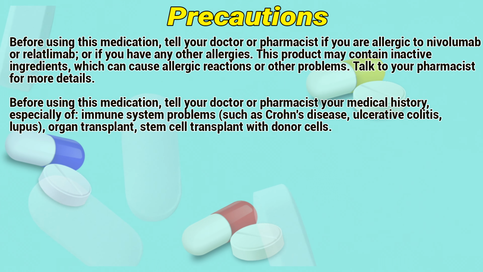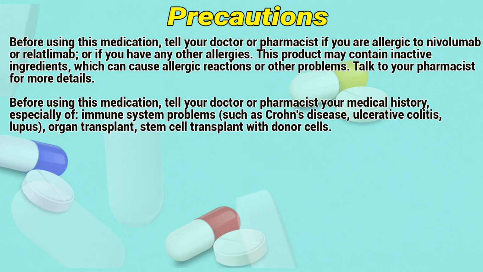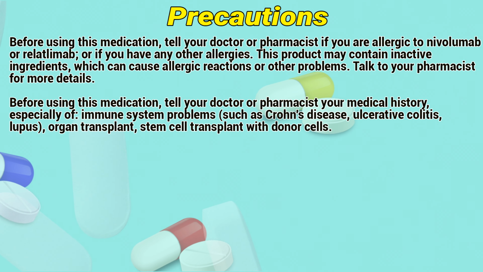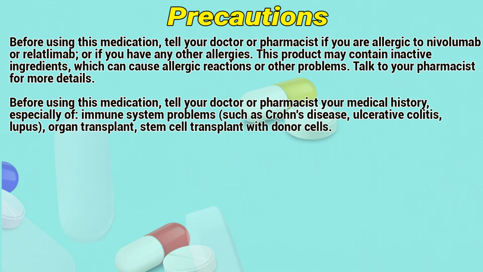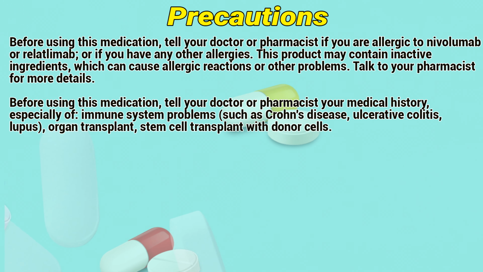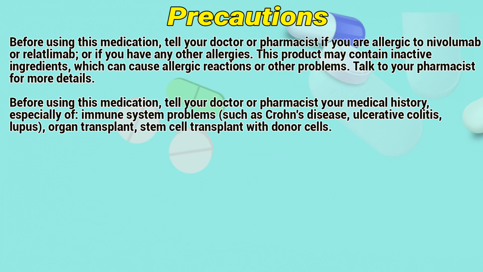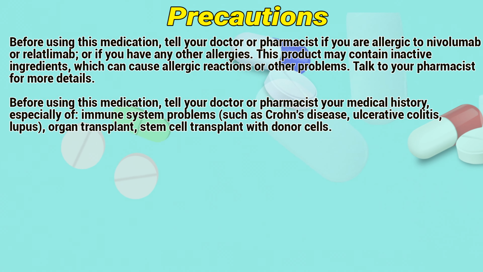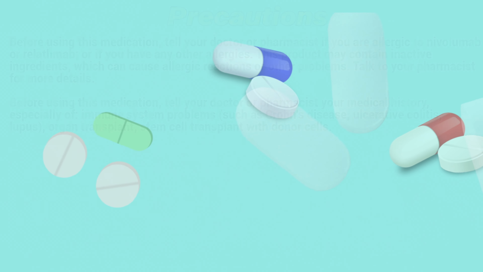Precautions. Before using this medication, tell your doctor or pharmacist if you are allergic to nivolumab or relatlimab, or if you have any other allergies. This product may contain inactive ingredients which can cause allergic reaction or other problems. Talk to a pharmacist for more details. Before using this medication, tell your doctor or pharmacist your medical history, especially of immune system problems such as Crohn's disease, ulcerative colitis, lupus, organ transplant, stem cell transplant with donor cells.